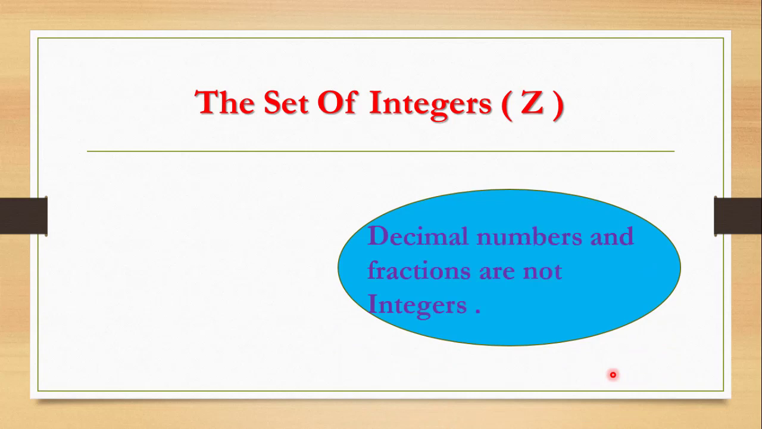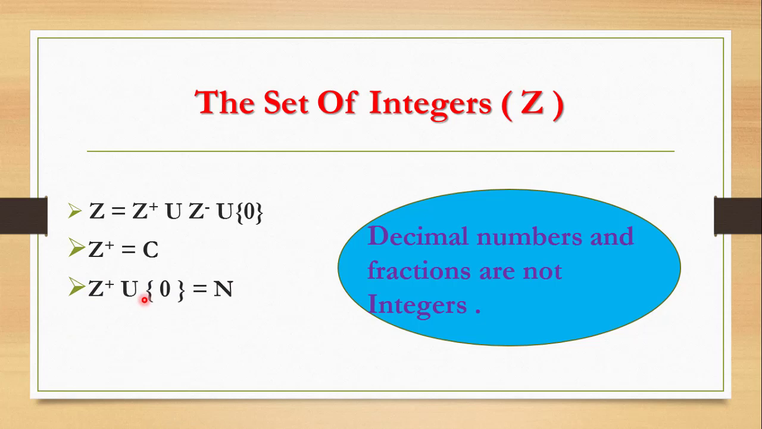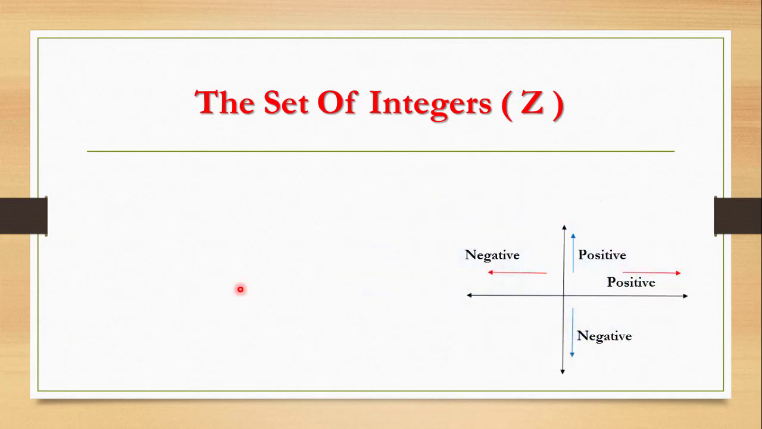And don't forget, we don't have decimal numbers or fractions in integers. So Z equals Z positive union Z negative union the set of 0. Z positive is the same as the counting numbers. It starts with 1. Z positive union 0 means the natural numbers. In this figure, to the right positive, up positive, to the left or down negative.